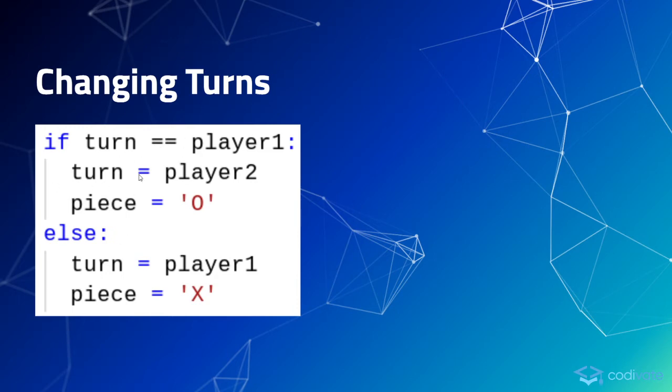So that takes care of the first case. If it's player one's turn and the turn is finished, once again this code is taking place at the end of the turn, then we just swap the turn and the piece. Else, this else lines up with this if. This else means that it's player two's turn because there's only two players. Tic-tac-toe is a two-player game. That means it's player two's turn, and we should switch the turn and the piece to player one and player one's piece, which is X.